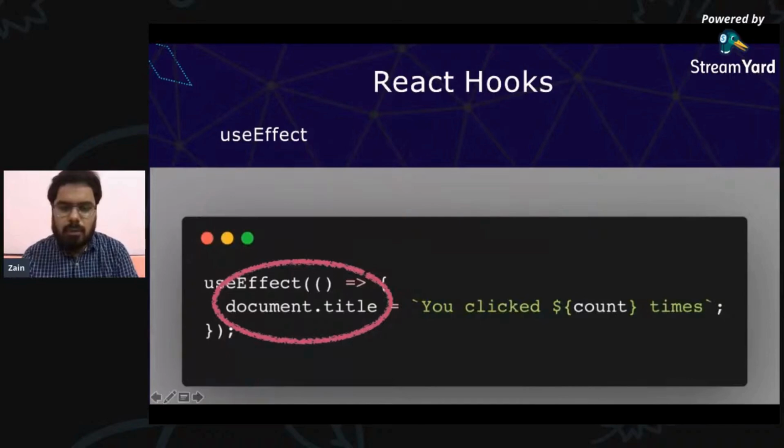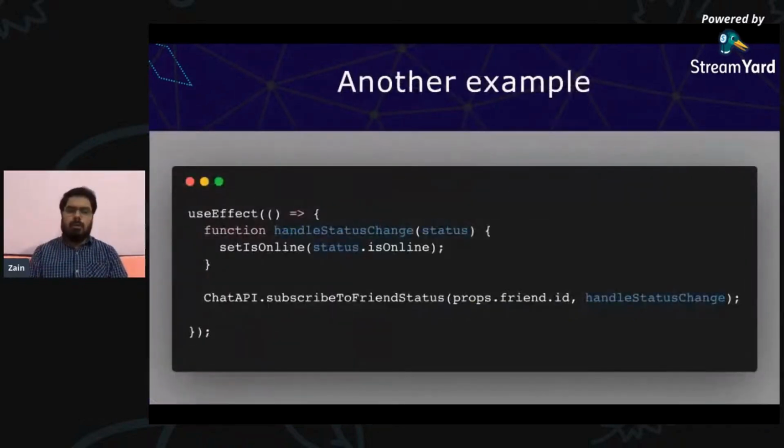Whenever the useEffect runs, it will change your title count. And one more example: if I make a handle status change, what about the online status? If you're working with the chat API, you can just see whether a user's status is online or offline. So it's just working on mount and unmount as well.